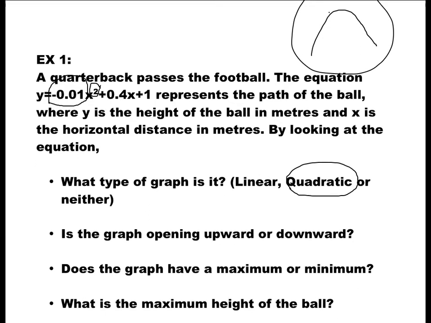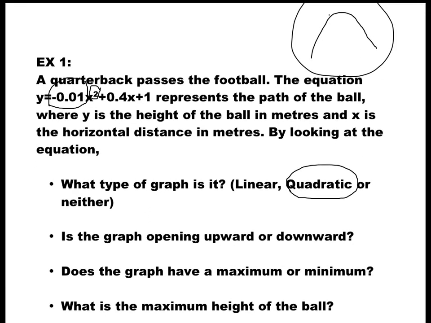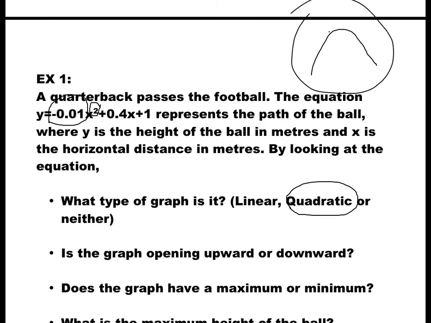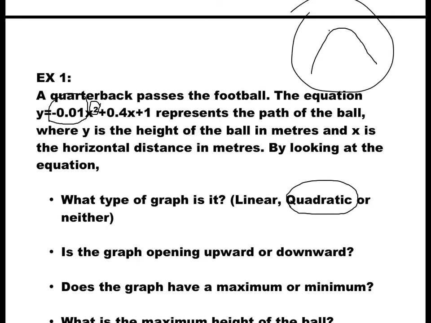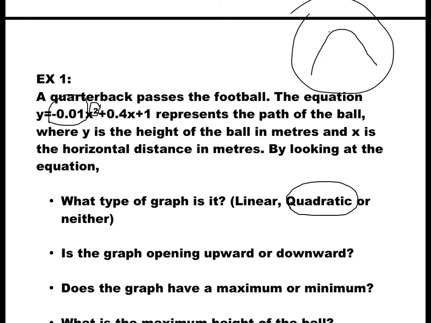The next question is, does the graph have a maximum or a minimum? If you look at our graph, you can see that the maximum reaches here and then it follows downward. So we can say that this graph has a maximum instead of a minimum. So the answer is maximum.